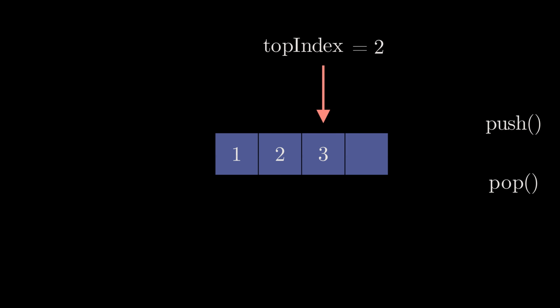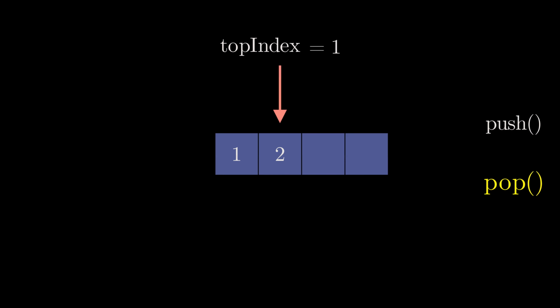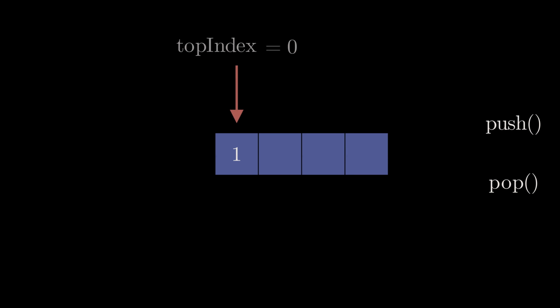Let's remove a couple of elements now from our stack. Once we call the pop method, it looks for the top of the stack using the top index and then removes that element. The top index value is decremented and now it points to the preceding element in the stack. Call pop again and the top element is once again removed and the top index is decremented.